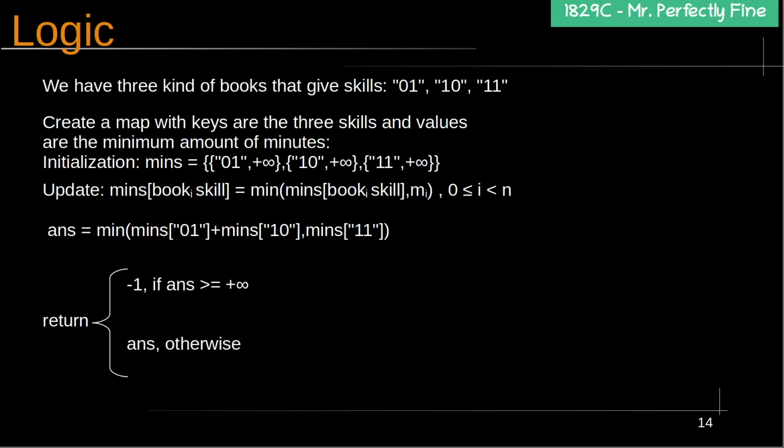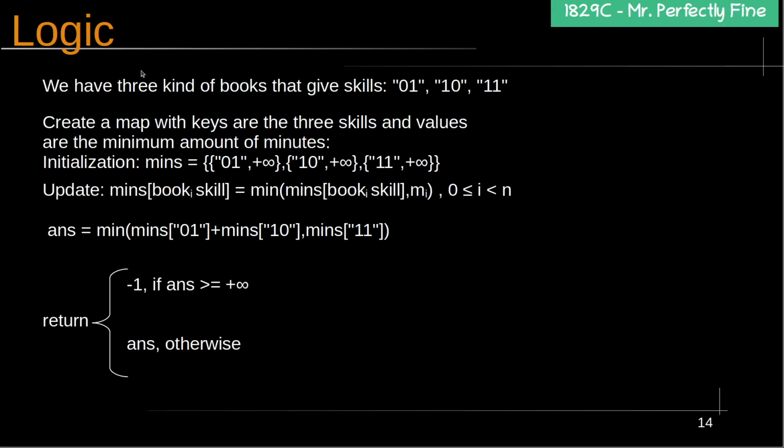We're going to create a map where the keys are the 3 skills and the values are the minimum amount of minutes. We initialize this map to 0 1 plus infinity, 1 0 plus infinity, and 1 1 plus infinity the first time. And we update every book's skill by the minimum of the previous value and the number of minutes of that book at the current index.